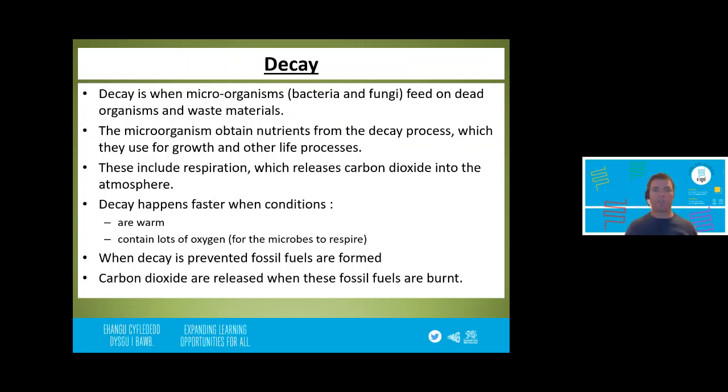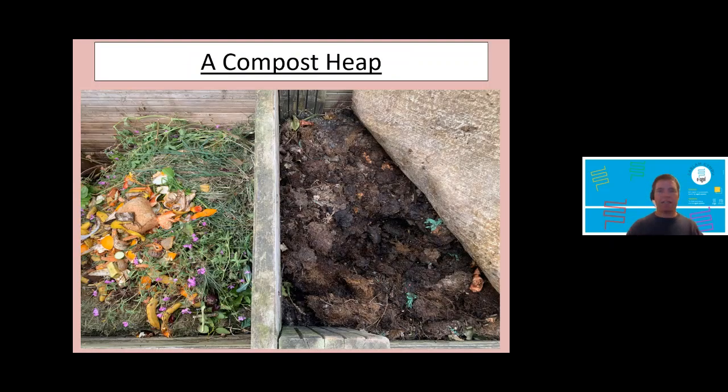It's because they want to obtain nutrients, and those nutrients are then used for growth, and they're used for any other life processes that are required just for day-to-day living. And one of those life processes is respiration, and that's particularly relevant in the context of the carbon cycle because it releases carbon dioxide into the atmosphere. Now, worth mentioning that decay always happens faster when conditions are warm and when there's lots of oxygen. So going back to that compost heap, that conversion from that left to that right hand side will happen far quicker in the summer when it's warmer.